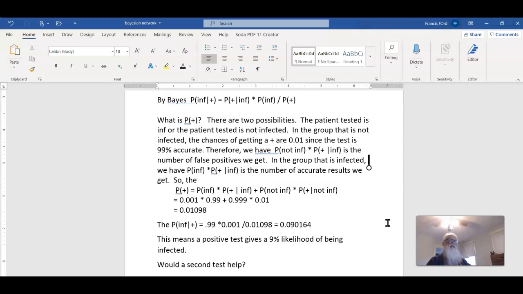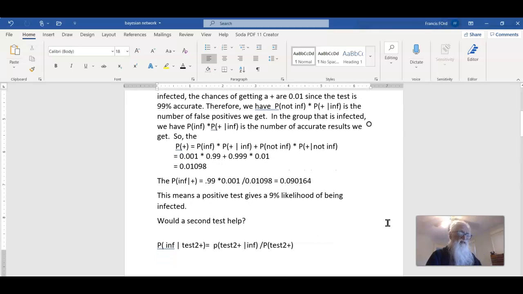Now, the question is, what if you take a second test? But remember, when you're taking the second test, you already know what the probability is that you're infected because you have that from the first test. So the second test is going to look the same. It's the probability that you're infected, given test 2 positive, equals the probability that test 2 is positive if you're infected, divided by the probability of test 2 positive.